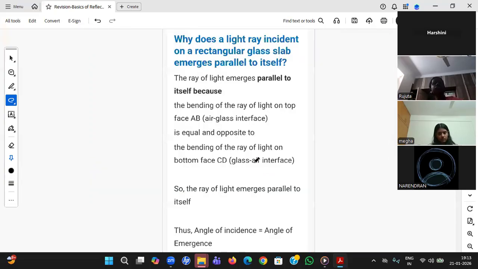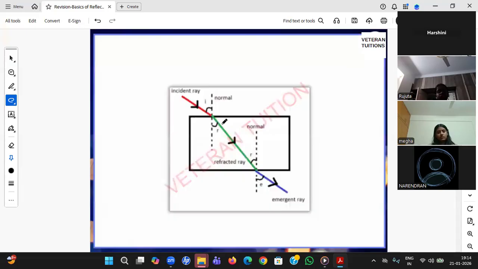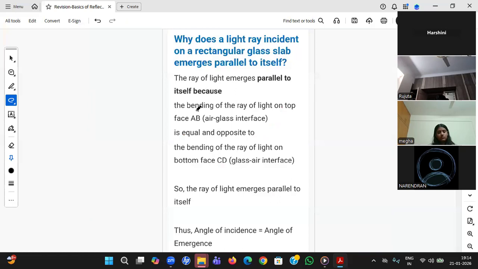There will be a question like this, student. Why does a light ray incident on a rectangular glass slab emerge parallel to itself? If it is given for 2 marks, you don't write the whole scenario. You please draw this diagram, as simple as that. At the air-glass interface, we have some bending. At this interface, we have again bending in the opposite direction. That much you need to write. The bending of the ray on the top face AB is equal and opposite to the bending at the bottom face. These opposite bendings make the ray of light emerge parallel to itself, and the angle of incidence is equal to the angle of emergence.